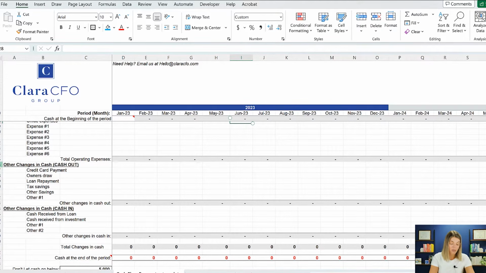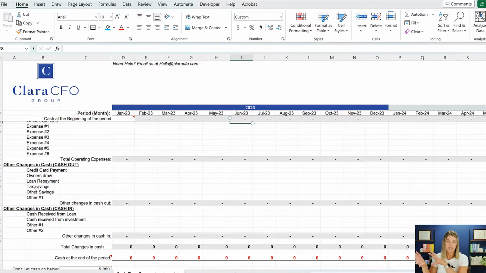So just to give you some examples, and I've given you some space to add other things that you might have, for example, cash out could be credit card payments, owner's draws. We talked about equity in a previous video, loan repayments, like I mentioned, and just moving money out to different savings accounts. So I recommend looking at the cash flow forecast based on the amount of cash that you have in an operating account, something that you actually want to be able to use.